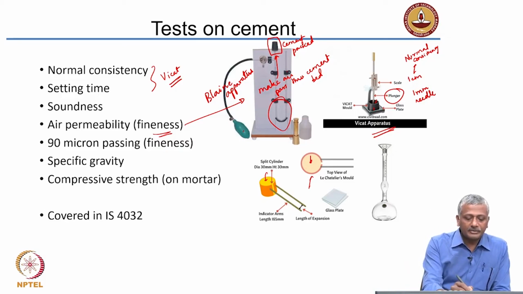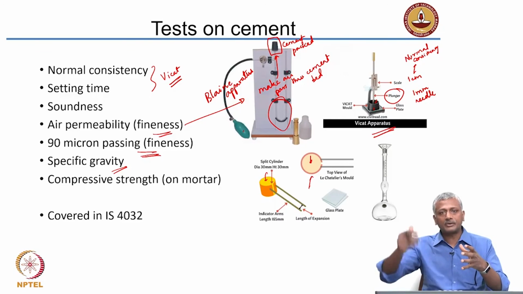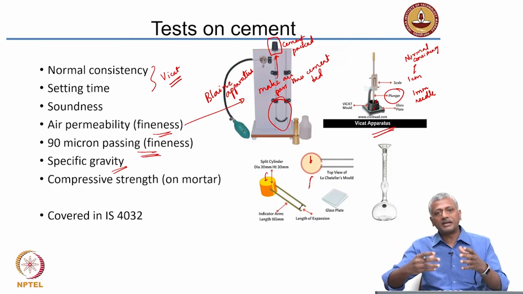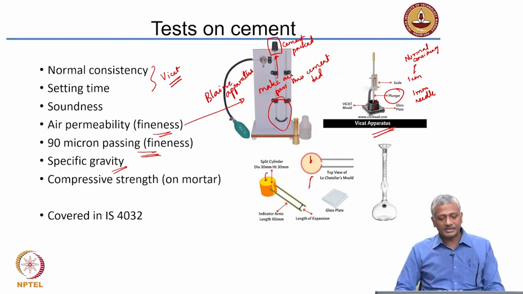Then you have the test for specific gravity. Sometimes fineness is also expressed in terms of the amount of material that passes through a 90 micron sieve. So just take a sieve of 90 microns, put your cement through, and the amount of material that is passing the 90 micron sieve or retained on the 90 micron sieve can also be used as a measure of the fineness.